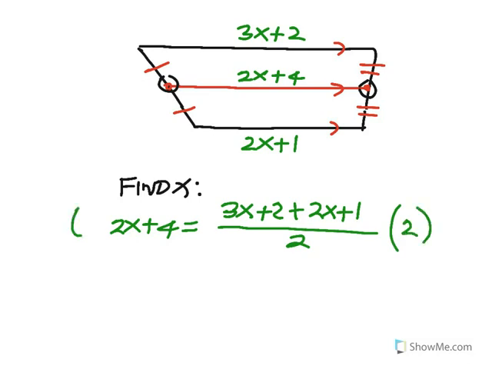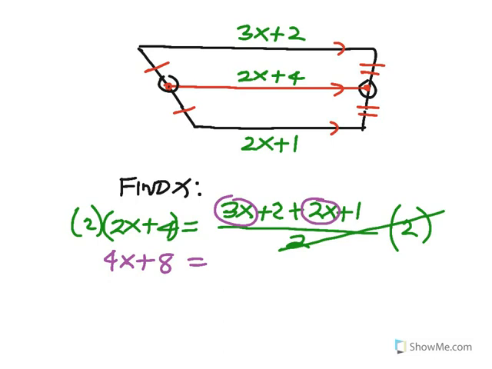Then I have to use the distributive property here, so I get 4x plus 8 is equal to, if I simplify, a 5x, and then a 2 and a 1 is a 3. So subtracting 4x from both sides leaves a 1x on this side, and subtracting 3 from both sides puts a 5 on this side.